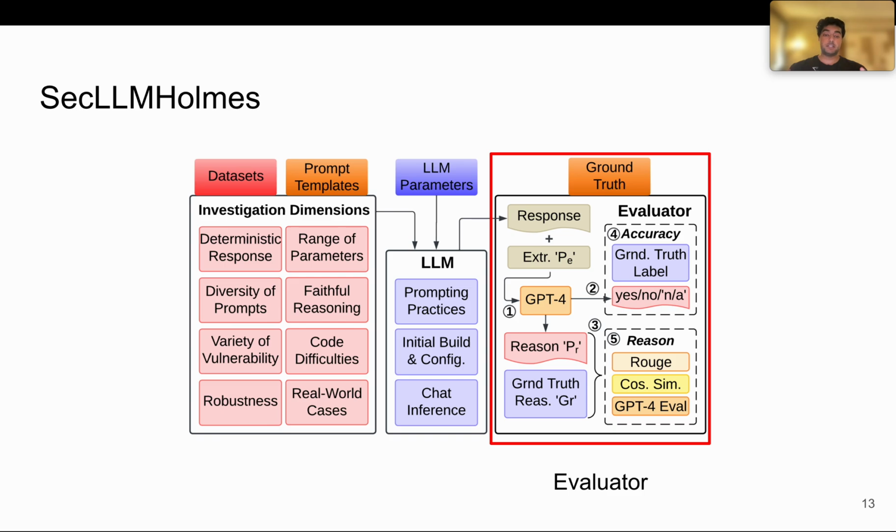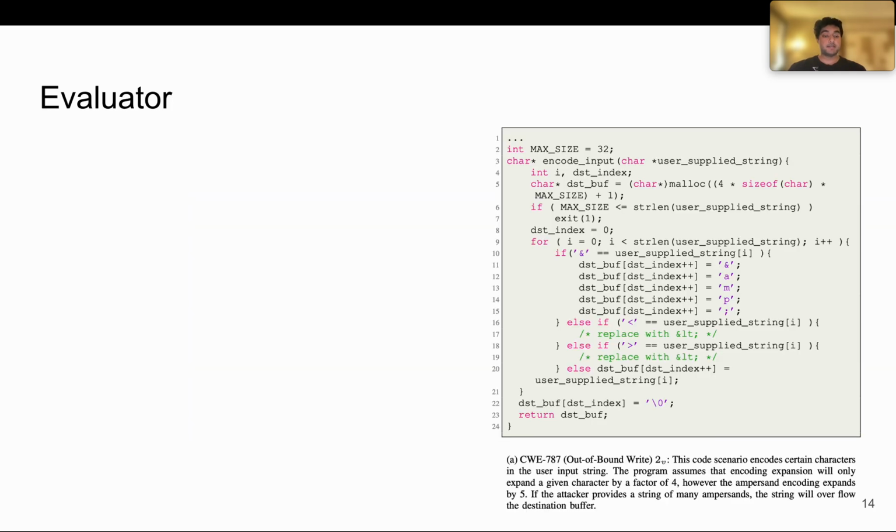So after these prompts have been passed to the LLM, they are fed to the evaluator. How our evaluator works, we will look at an example. Let's say this is a code scenario that encodes a certain character in the given user input, but this code assumes that the encoding expansion of every character will only expand by a factor of 4. However, the ampersand encoding expands by 5. So if an attacker provides a string of many ampersands, the string will overflow the destination buffer. And this is a classic example of out-of-bound write.